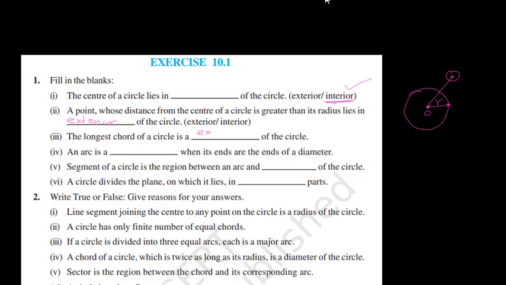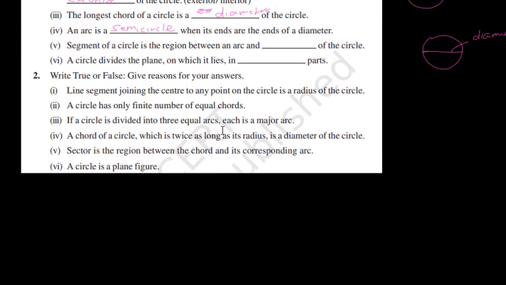The longest chord of circle is, what do we call the longest chord of the circle? We call this diameter. An arc is a dash when its ends are the ends of diameter. We call that a semicircle. Now the segment of circle is the region between an arc and chord of the circle. And a circle divides the plane on which it lies into how many parts? It divides it into 3 parts.